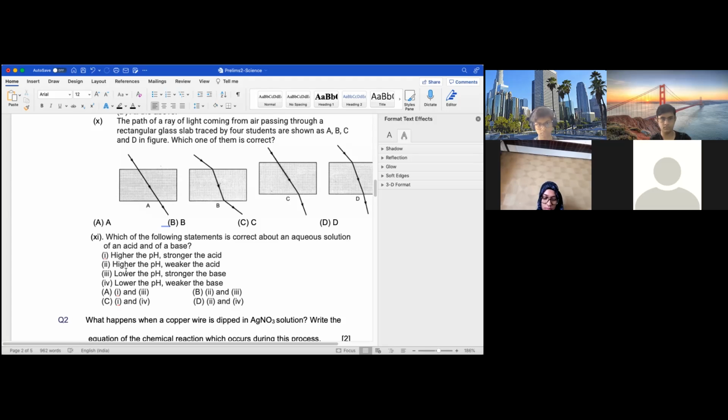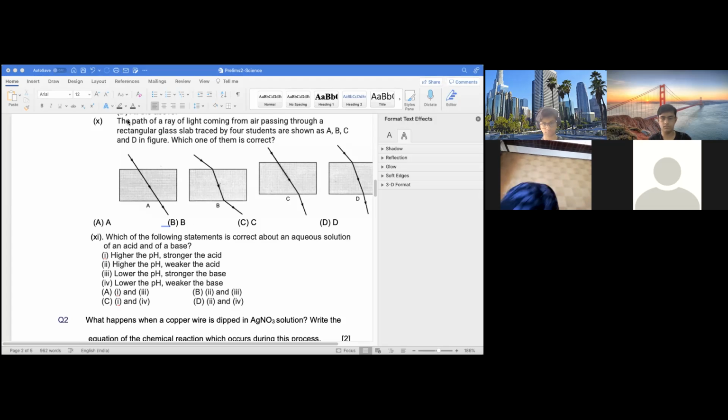The 11th one is D, acid and base. The lower the pH, the stronger the acid. The higher the pH of a base, the stronger the base. So this is option D. D is higher the pH, weaker the acid, and the fourth part is lower the pH, weaker the base. Okay, so D is the correct option.